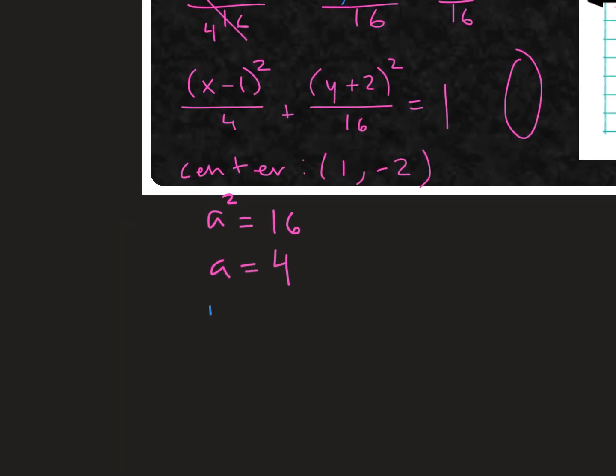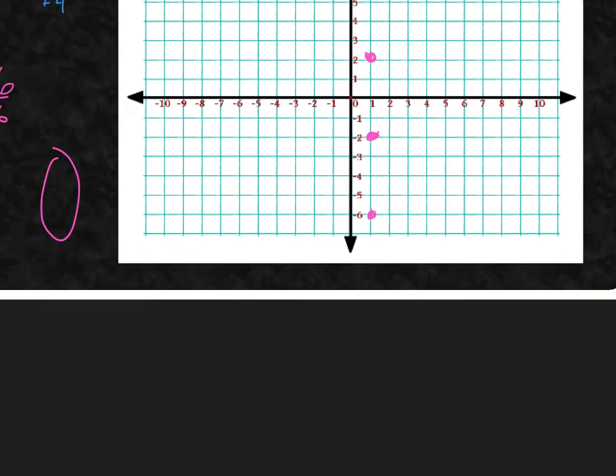B is the minor. So b squared is equal to 4. What's b equal to? 2. So we're going to the left and right 2. Right 2, left 2.